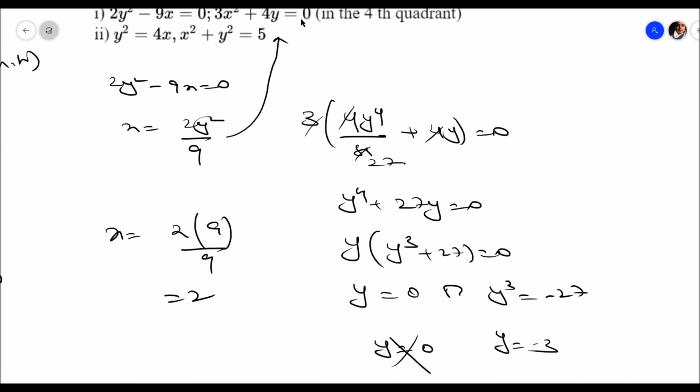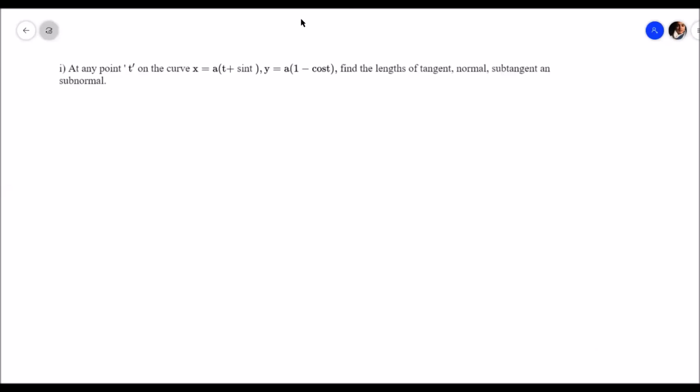Okay. So your next problem, at any point t on the curve, x is equal to so and so and y is equal to so and so, find the lengths of tangent, normal, subtangent and subnormal. Okay. So you need to find out the lengths of tangents, normals, subtangents and subnormals. So first thing I need to do is to find out the derivative dy by dx. But here it's not direct. You need to use parametric differentiation by writing it as dy by dt by dx by dt.